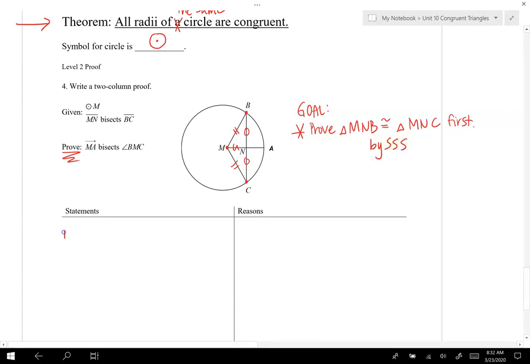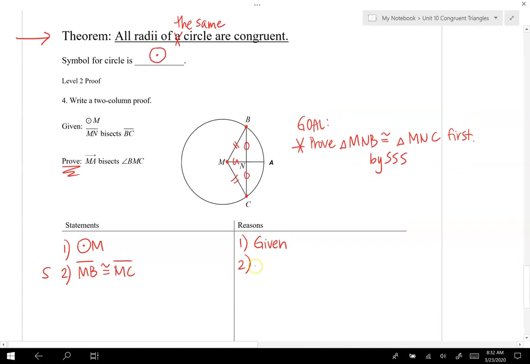So let's see how you wrote it, okay? So circle M, given. Well, that made us get segment MB congruent to segment MC. All right, and we'll just write our theorem from up here. All radii, that's kind of a fun and funny word, of the same circle are congruent.